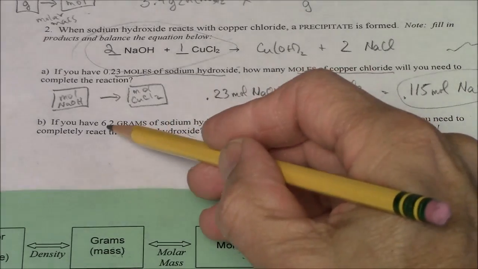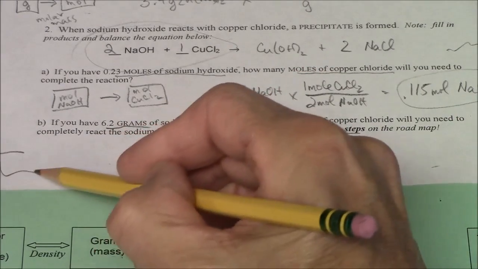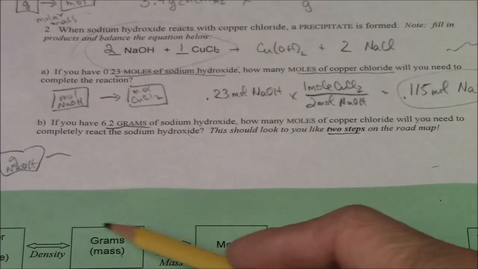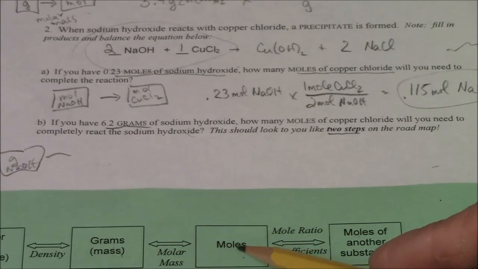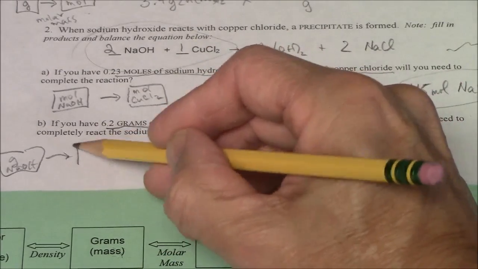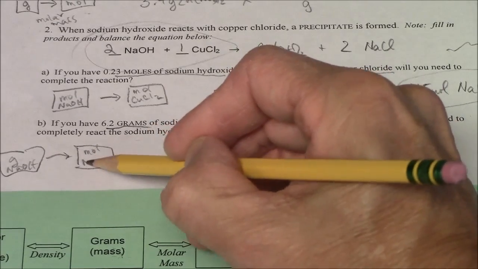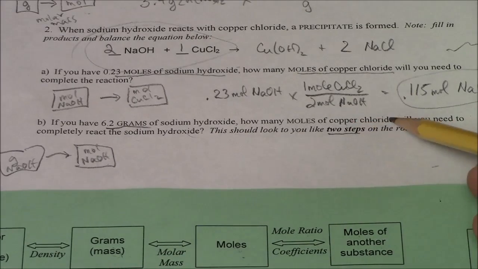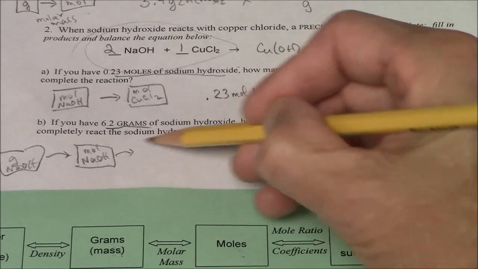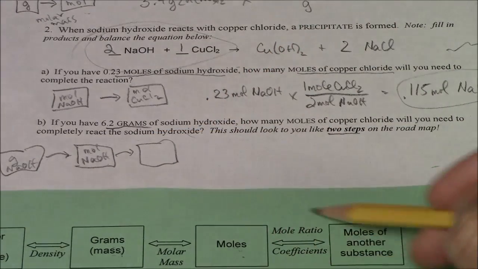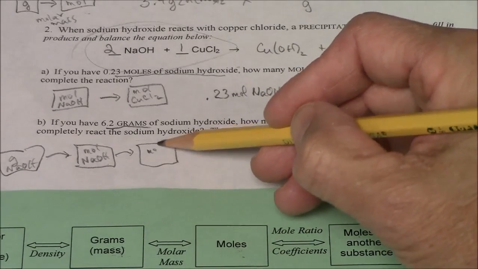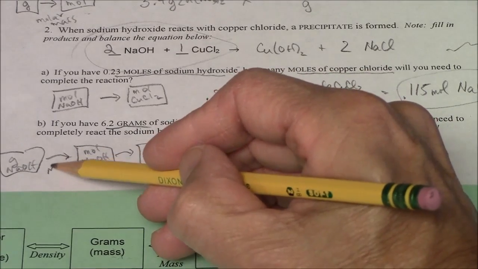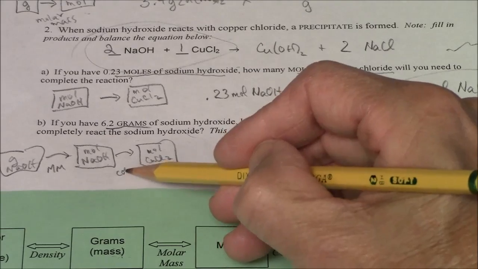So here's my map. Given grams of NaOH, I see I'm here. I can use molar mass to get to moles. That will still be moles of NaOH. And then I can get to moles of the copper chloride in a second step. And this time I'm using the mole ratio, the coefficients from the balanced equation. So that's what my map looks like. I know I need to use molar mass here. I know I need to use the coefficients here.